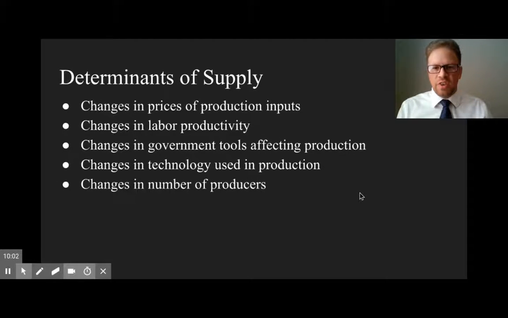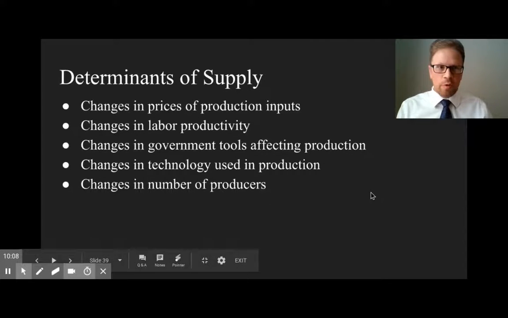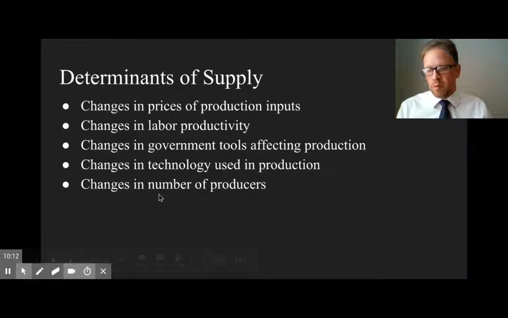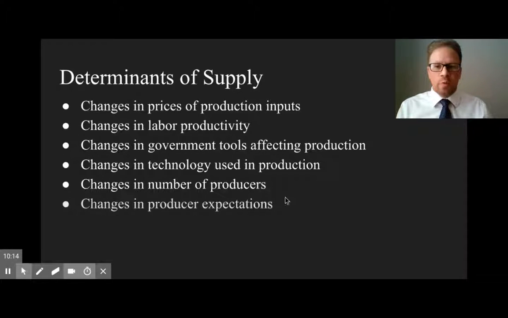Also, changes in number of producers. So if more businesses are producing a product, then you're usually going to see more of the product being produced. Less producers producing the product, you're usually going to see less of the product being produced. And also, sometimes changes in producer expectations. If they expect something to happen to supply, they might start behaving in a fashion that might cause that to happen, even though it might not normally have happened in the first place.